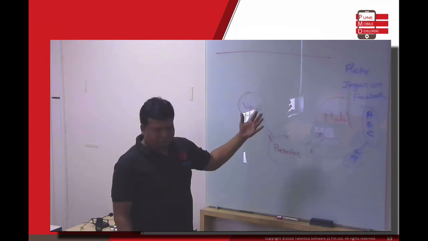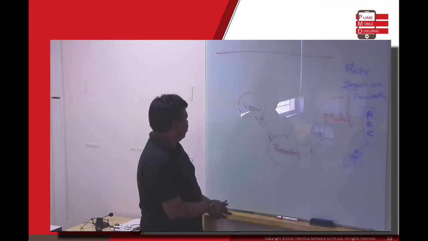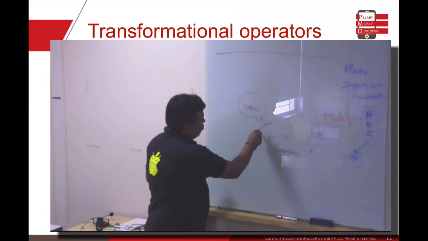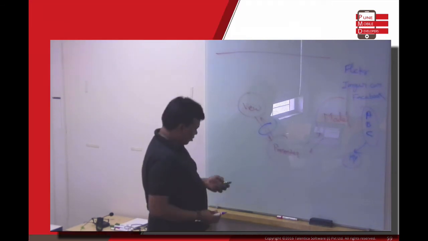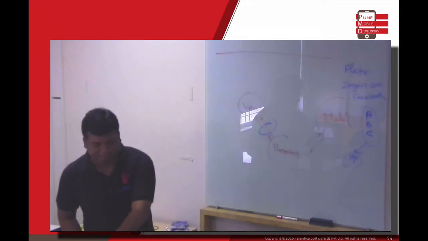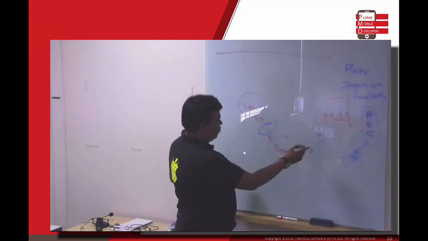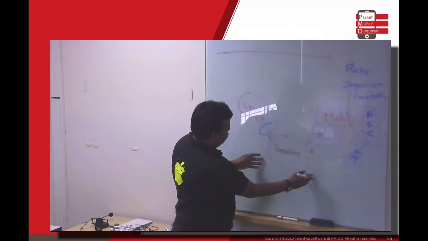Why people are using the MVP pattern is because you want to test the view. You can mock this part, you can mock that part, and you can test it easily. You can mock the model, and you can test the presenter and view.